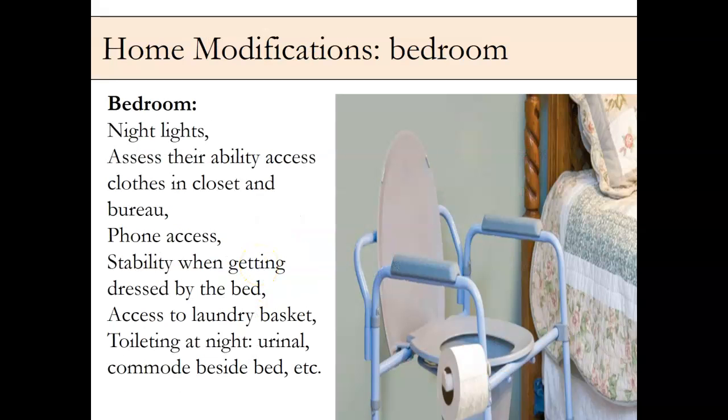The bedroom. Night lights. This is like I talked about the commode beside the bed. Ideally, they'll go for it. Night lights, maybe motion lights. One of the highest, we'll talk about this in a few weeks, I think maybe next week, one of the highest causes of falls is incontinence, trying to get to the bathroom. A lot of times it happens at night.